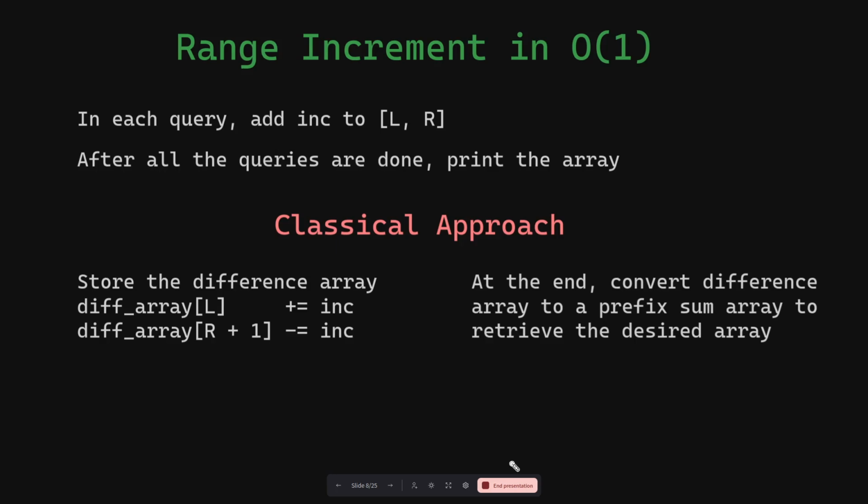Let us look at a simple problem that will act as a motivation for the solution to the original problem. You are given an array and some queries. In each query, you need to add some delta to a particular subarray. After all the queries are done, you need to print the final array.